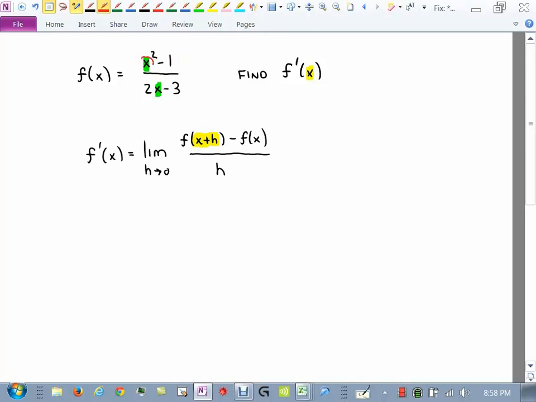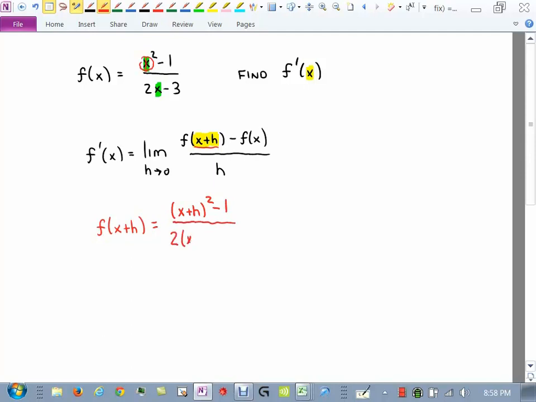So I'm going to write this out. I'm going to actually do this like scratch work. What is f of x plus h in this problem? Well, it's x squared, but I'm going to be doing x plus h instead. Then minus 1 all over, and then the bottom is 2 times x, but I'm going to replace that x with x plus h, then minus 3.